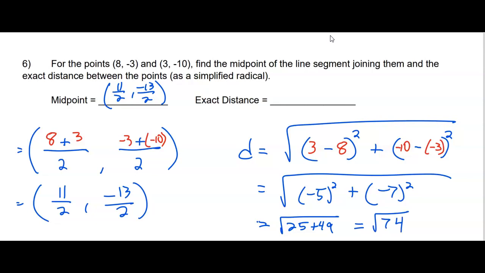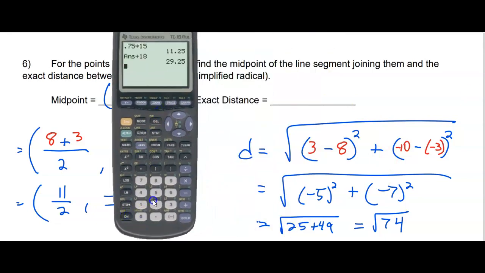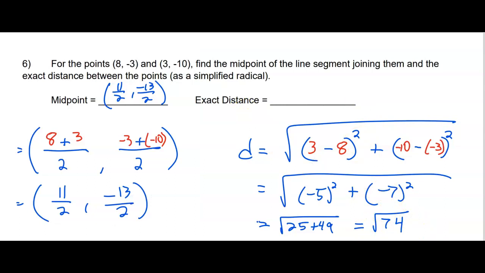74 does not reduce. We could check that by seeing if there's a perfect square in 74. 4, no. 9, no. You could also just factor it by dividing by 2. It's 37 times 2. No perfect squares. It does not reduce. So the exact distance, don't use your calculator to approximate this, or else you do not have the exact distance. It's the square root of 74.